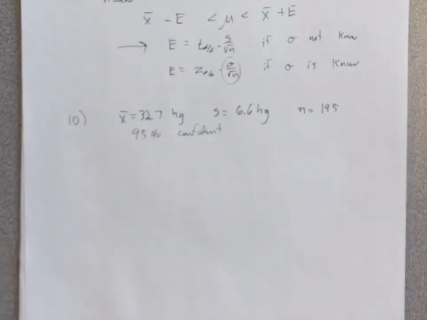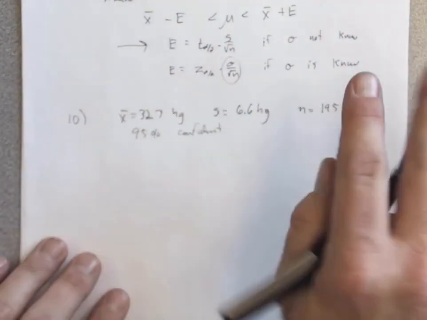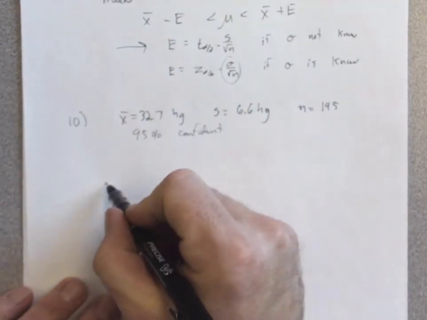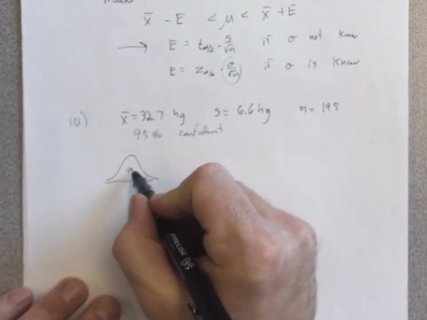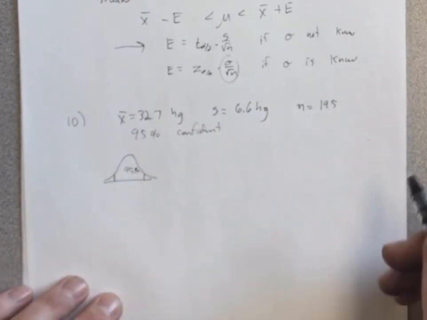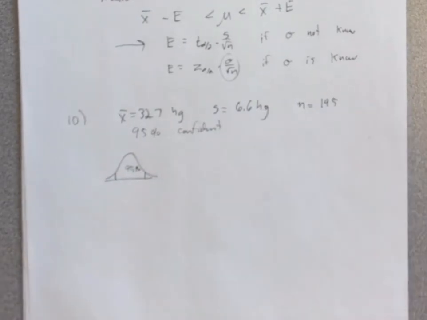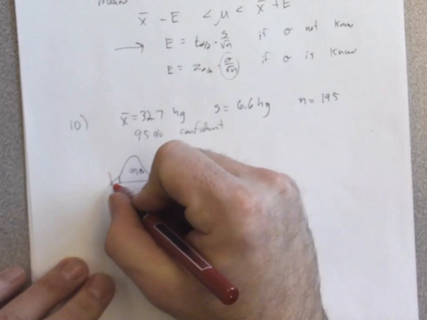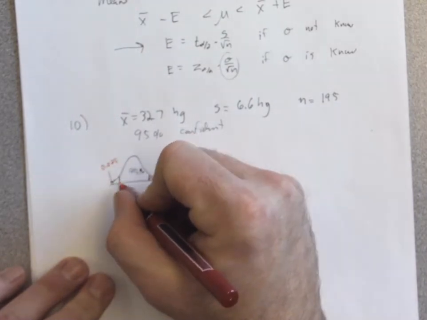Okay, so that means in order to find the error, I need to know what T alpha over 2 is. They want to be 95% confident, so that means 95% is going to live here. Remember, a t-score is still a bell-shaped curve. Your table is just a little different. So what's the area in these tails? The area in this tail is 0.025. The area in this tail is 0.025.